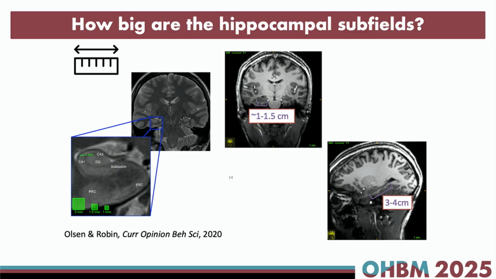Now, if you want to look at subfields, of course, it's even smaller, and people who've done ex vivo as well as in vivo imaging of the hippocampus have provided measurements of the width of CA1, and in some sections, especially in an older adult, it can only be 1 millimeter thick. So if you're collecting 1 millimeter cubic voxels, then you're going to have a very hard time establishing the spatial location of that region.